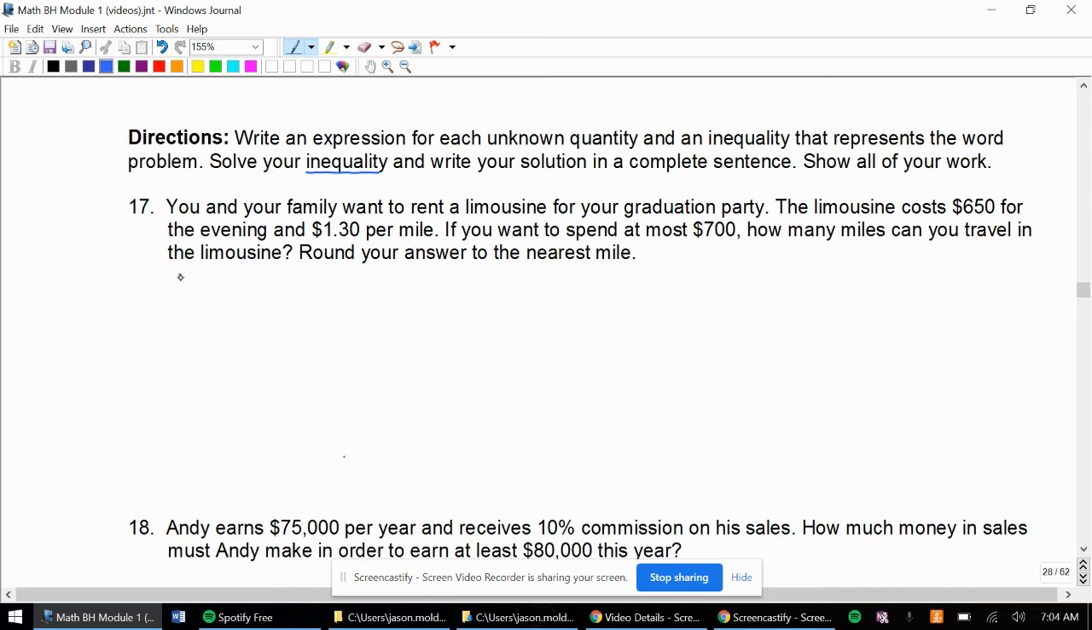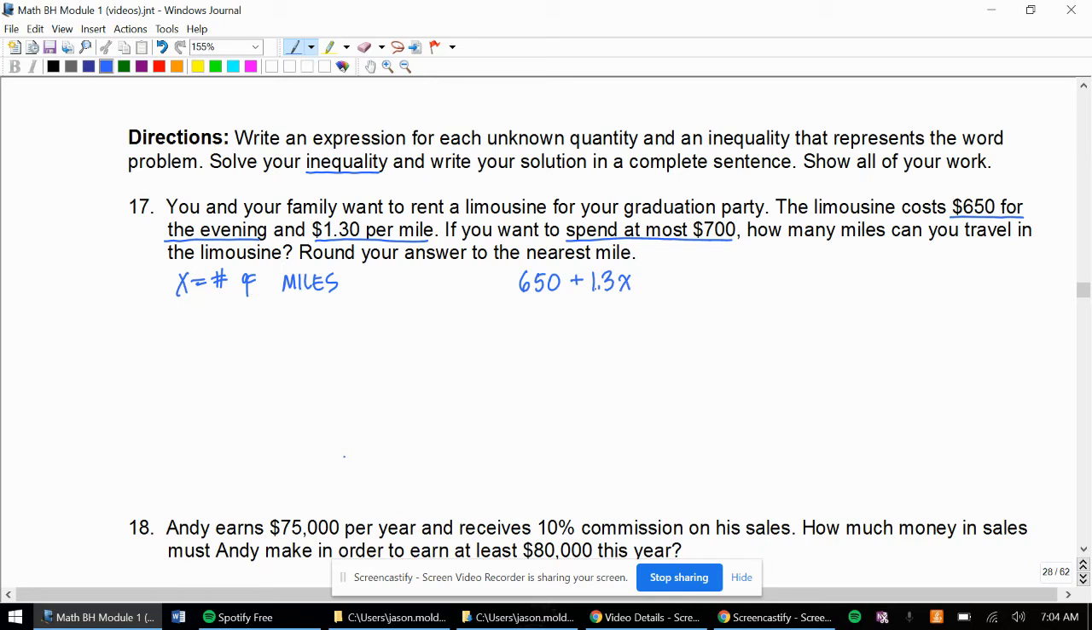So let's have that be our variable. X equals the number of miles. Next, we need an inequality. The limousine costs $650 for the evening, $1.30 per mile, and we spend at most $700. So there's a flat fee, is what we sometimes call this, of $650, plus 1.3 times x, which costs depending on how many miles you go.